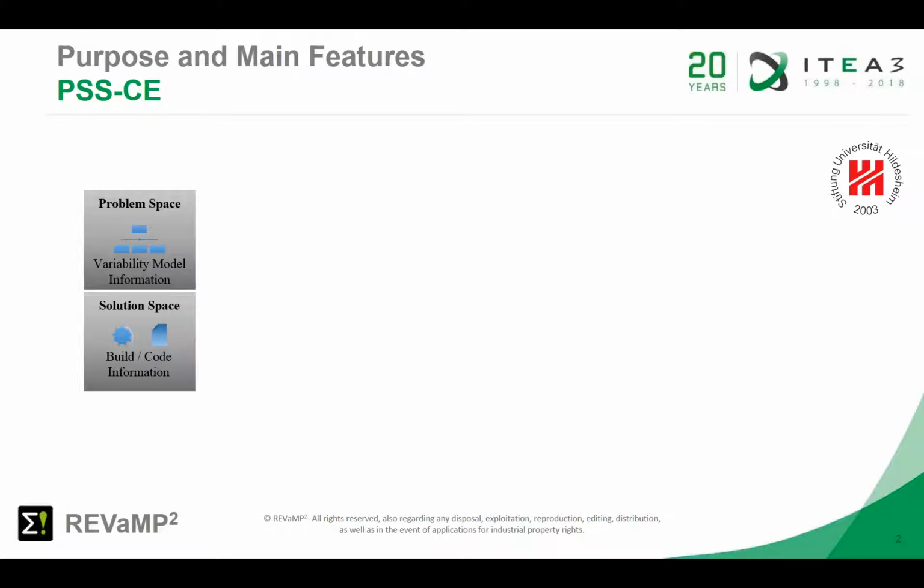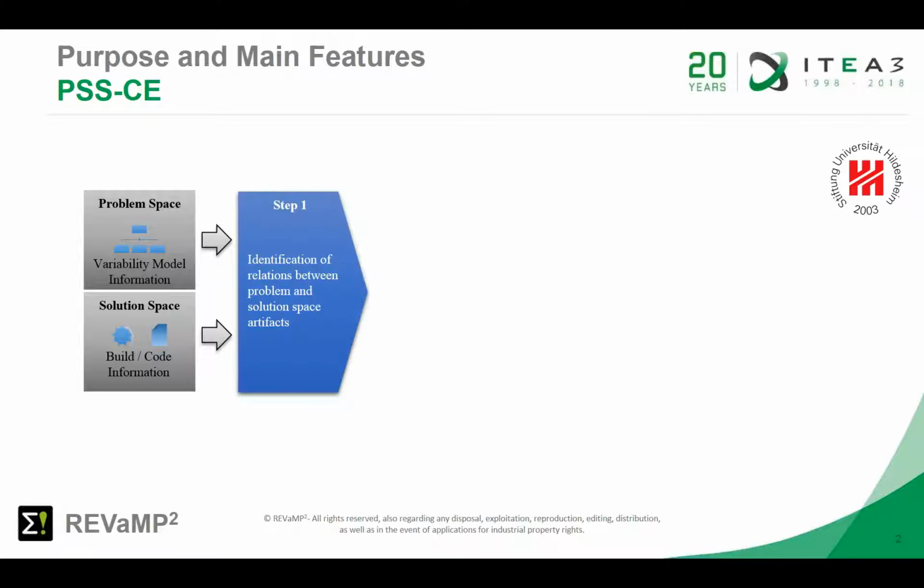In order to detect such divergences, the tool first identifies relations between problem and solution space artifacts by checking which configuration options are used in which build and code artifacts, and which build or code artifacts reference which configuration options. Based on this mapping between problem and solution space artifacts, the second step identifies divergences between them by analyzing the mapping for any incomplete or inconsistent entries.